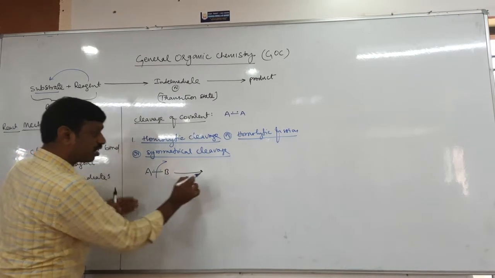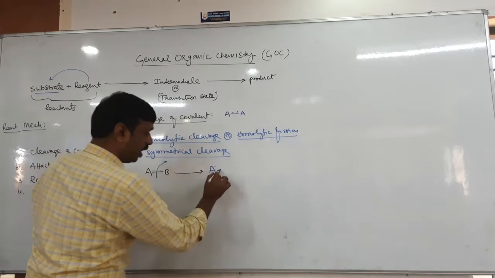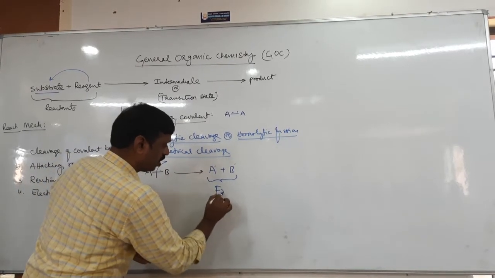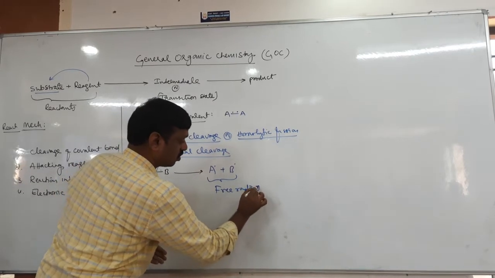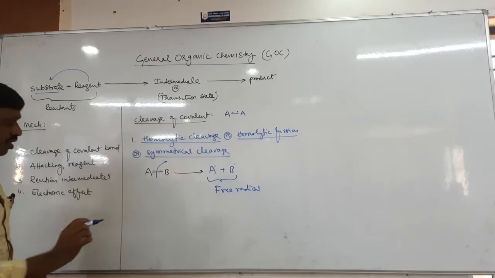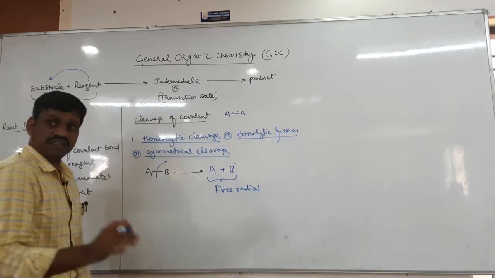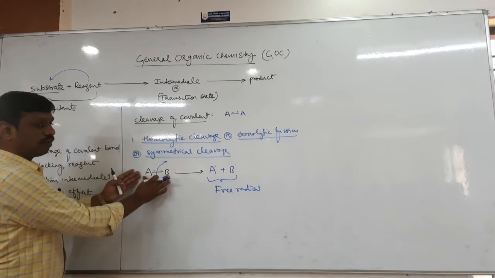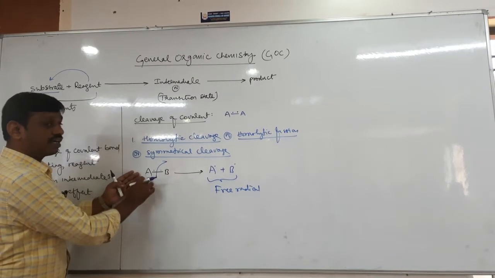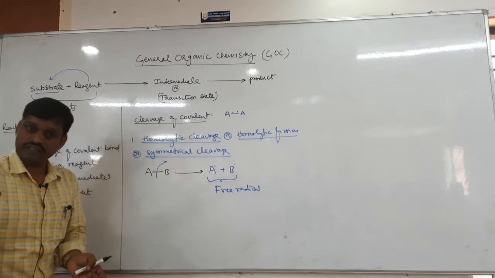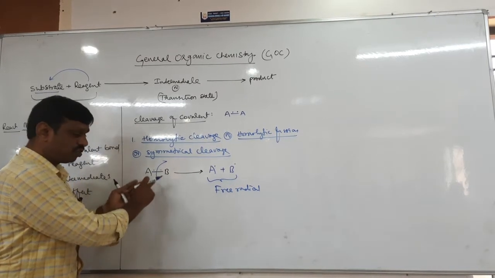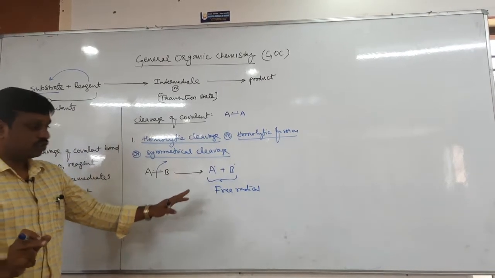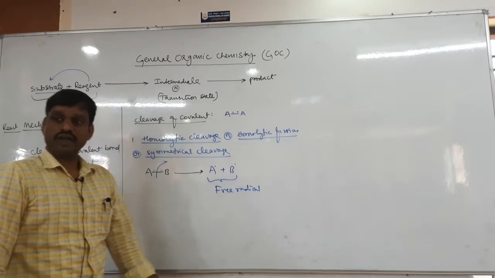So that this atom gets one electron and atom B also gets one electron. So these are called what? Free radicals. So therefore, what is a homolytic cleavage? The cleavage of covalent bond takes place in such a way that both the bonded atoms get one electron each. So this atom gets one electron, this atom also gets one electron. As a result, homolytic cleavage always gives free radical.